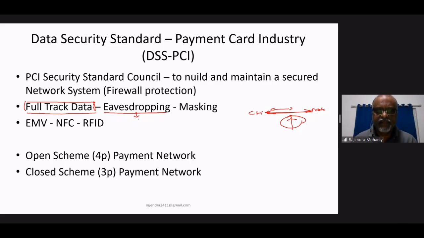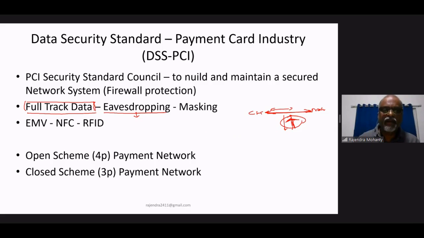Normally the meaning of eavesdropping is that two persons are talking and you are hearing it from outside so that you can hear what they are talking. That is the English meaning. But in this security standard, whenever data transmission or processing happens, a third party who is not part of it may intercept your data, take it, and store it. That is called eavesdropping.